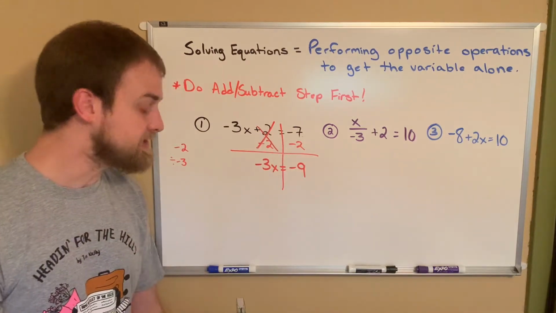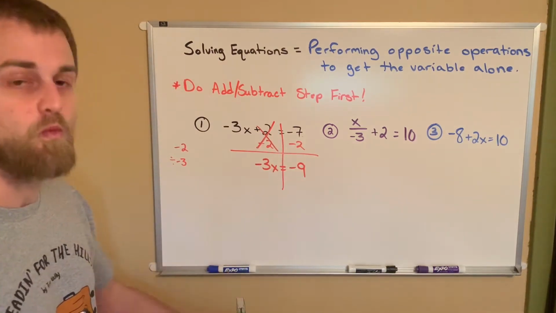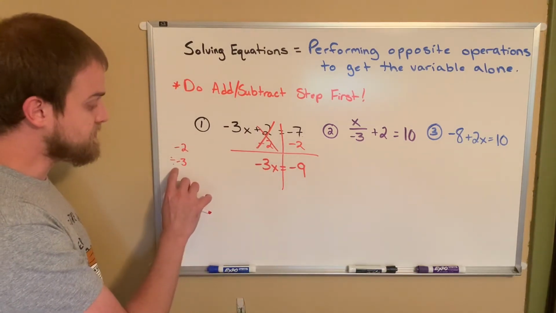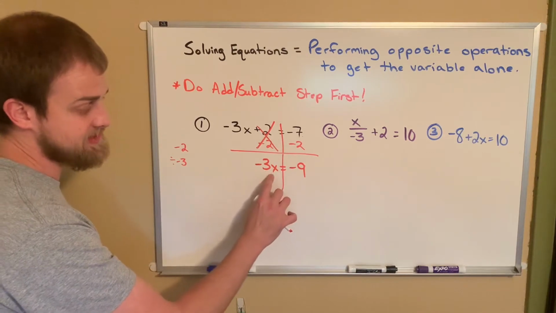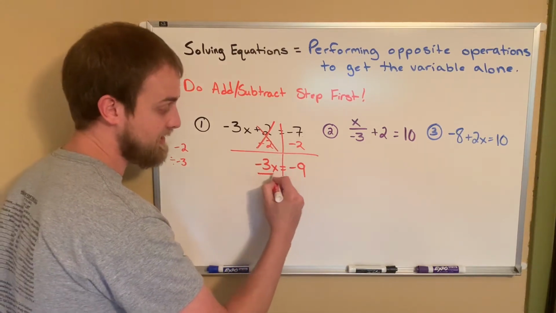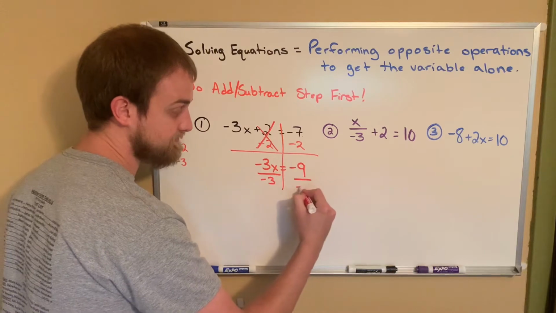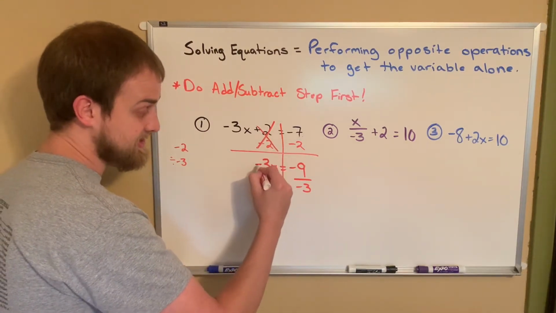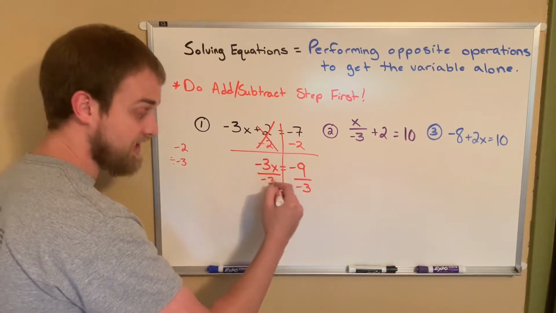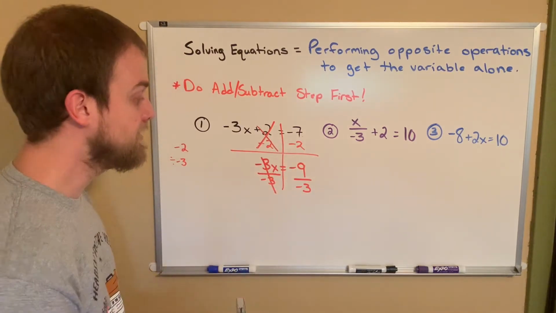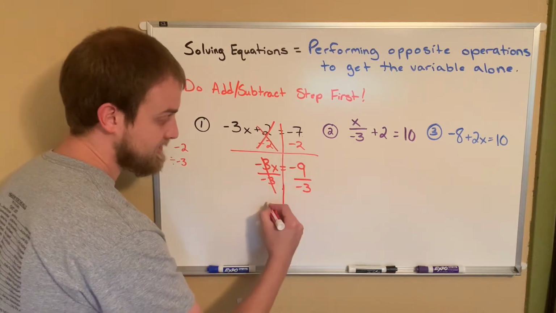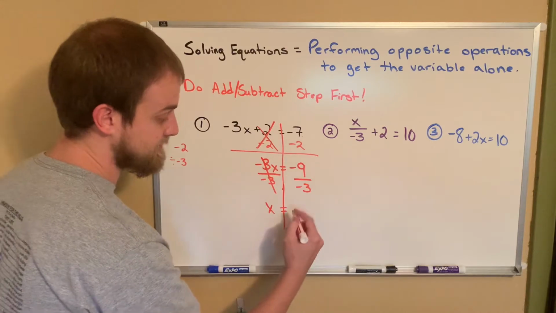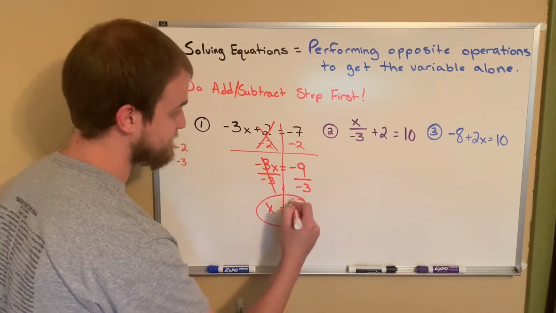And here's the main difference between one and two step. I still have one thing to do. And if you remember from what we said earlier, my other step was I see -3 times x. Well, what do I do to undo that? Divide by -3 on both sides. And again, this -3 times and this divide by -3 will cancel out. And what I'll be left with is x equals -9 divided by -3, which is +3.